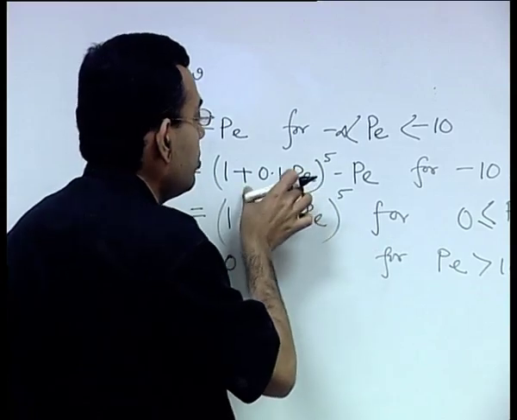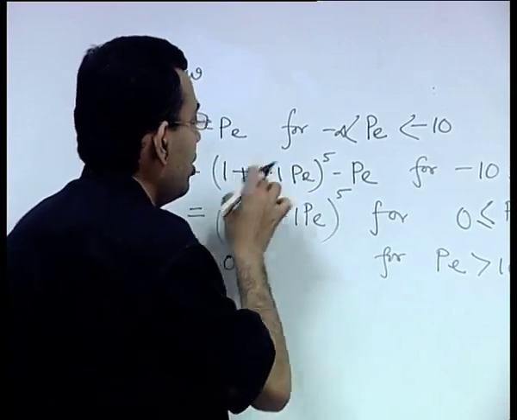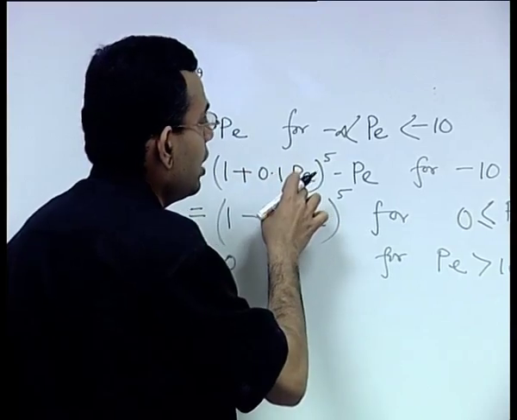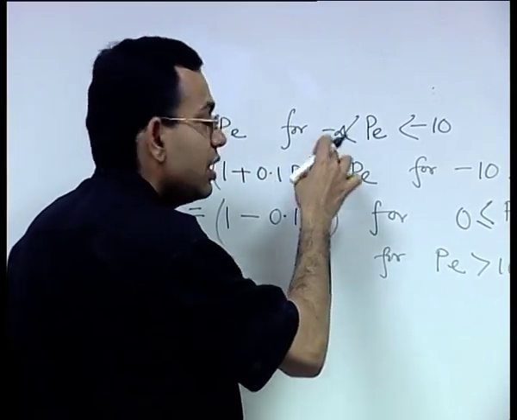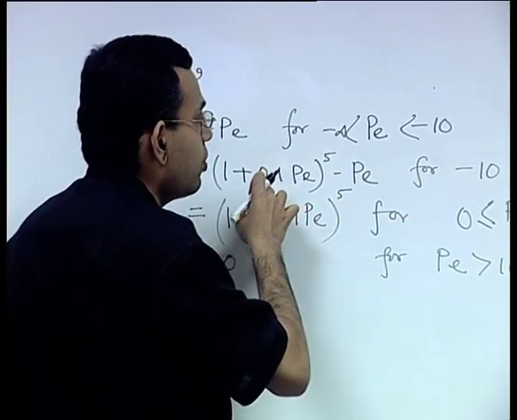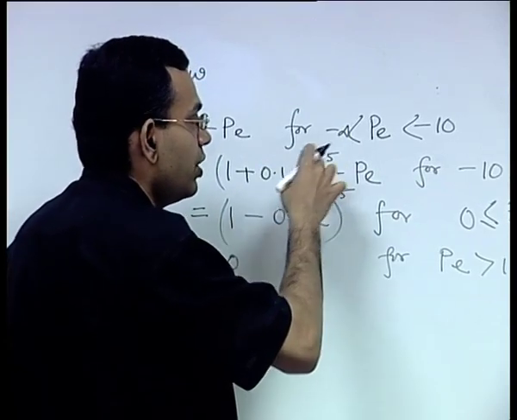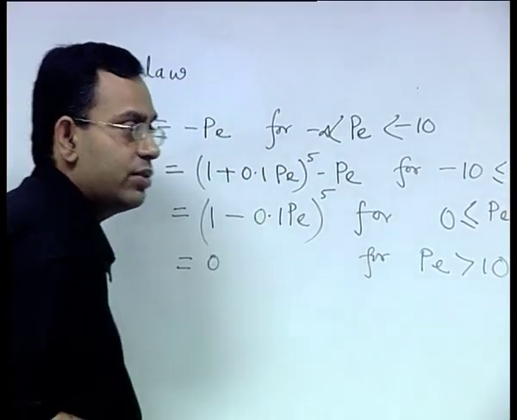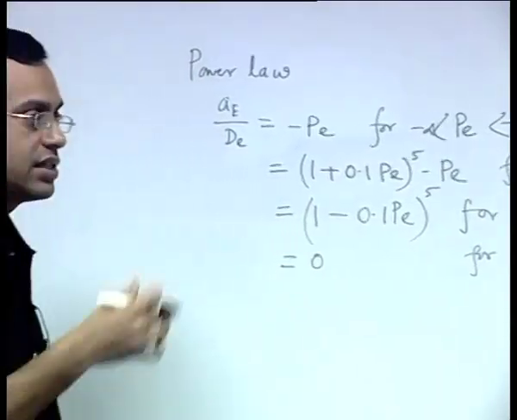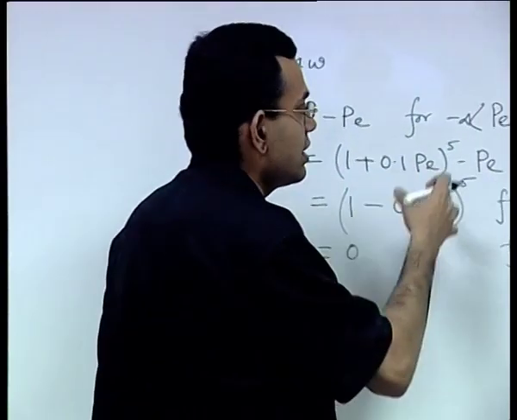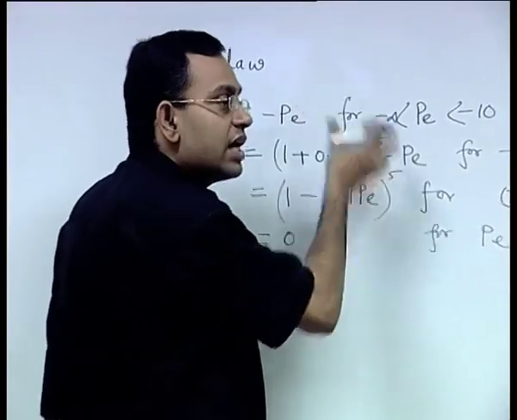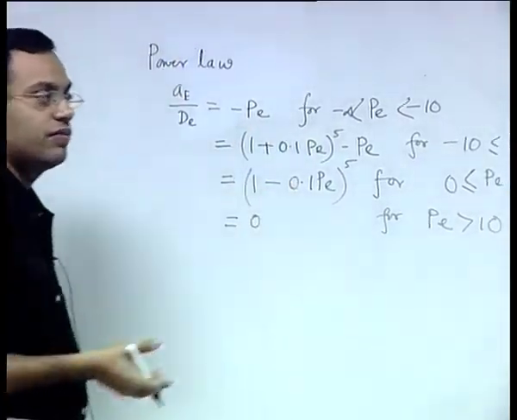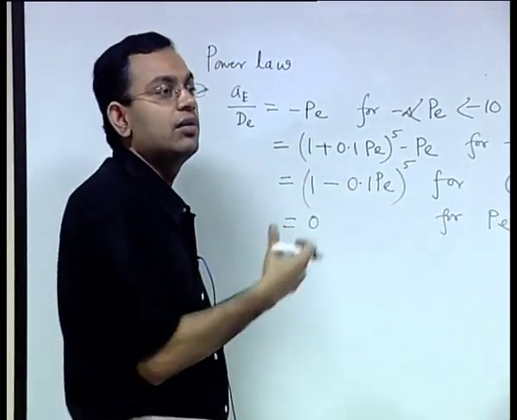If you try to represent the exponential behavior in the form 1 plus a into Peclet number to the power b, then by using the method of least squares one can find a equal to 0.1 and b equal to 5, not exactly these but very close to these ones. So that is a numerical exercise. We will not go into that because our objective is to understand where it comes from, to make use of it and to know why it is important.